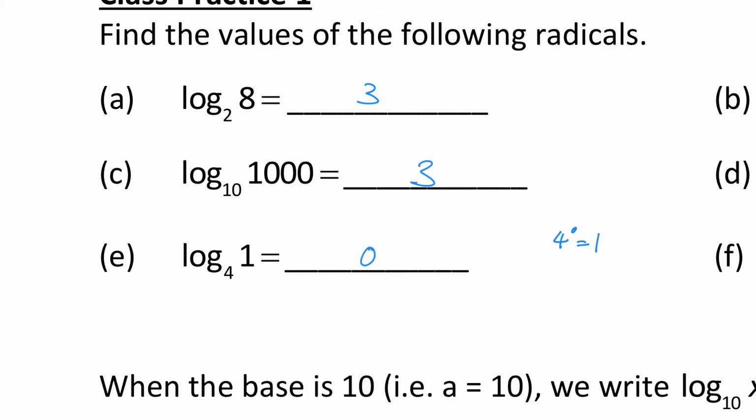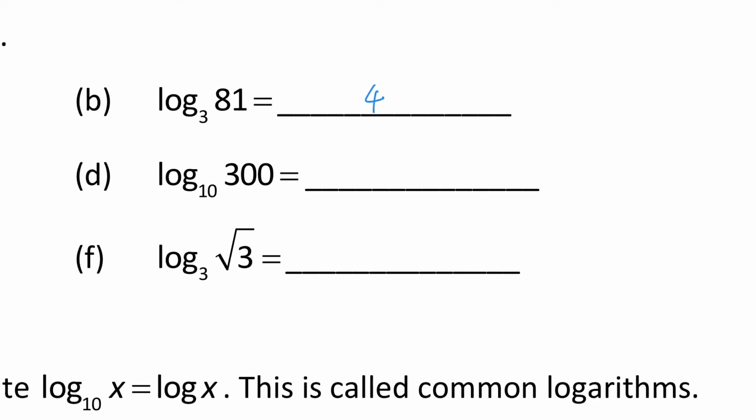F. Log root 3 with base 3. I want to know the number such that 3 to the power of that number is equal to the square root of 3. Maybe some of you cannot observe the answer, but can you see? Because I know root 3 is equal to 3 to the power 1 over 2. That means I want to determine the number such that 3 to the power of that number is equal to 3 to the power 1 over 2. So the number is 1 over 2.